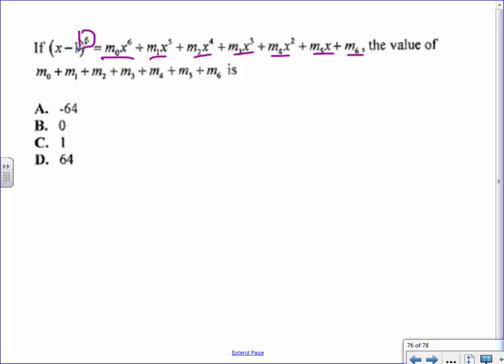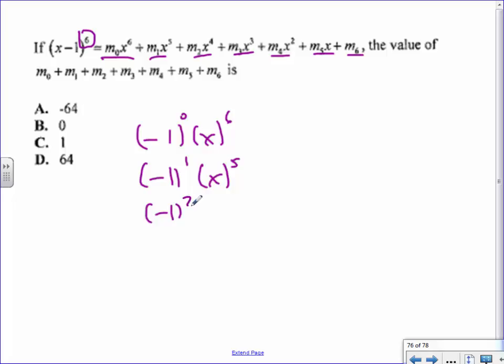Now, look at this. This was x minus 1, which means that if we were actually writing it out, minus 1 will need to be done 0 times when x gets used 6 times. Then we'll need minus 1 being used 1 time while x gets used 5 times. Sometimes I like to write this vertically because I find it's easier to see here. Then we'll need minus 1 twice while x gets used 4 times. Minus 1 3 times while x gets used 3. Bear with me while I just write it now.